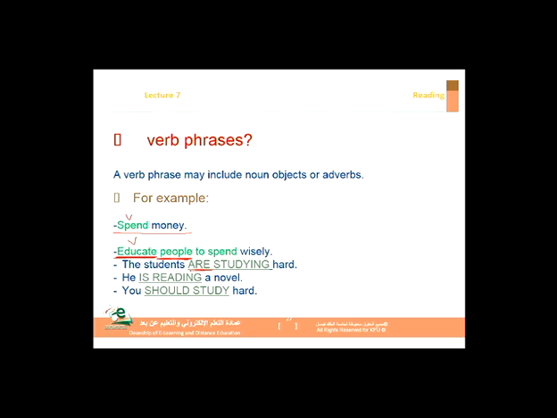Are, we've just said that. The students are studying hard. So that's a verb phrase as well. He is reading a novel. That's a verb phrase. And lastly, you should study. So these are examples of verb phrases. If there is a verb, you know that it's a verb phrase, not a noun phrase. So examples are eat food, drive a car, and so on.